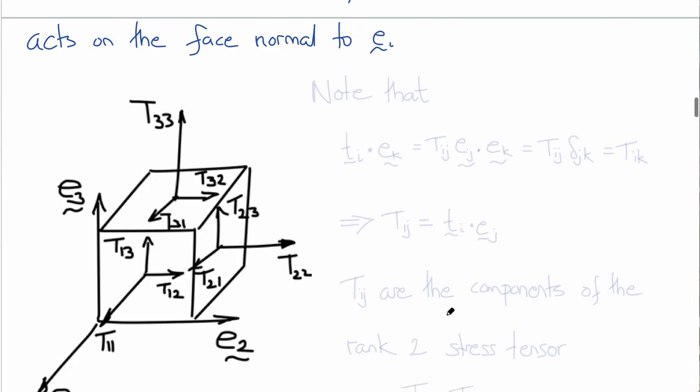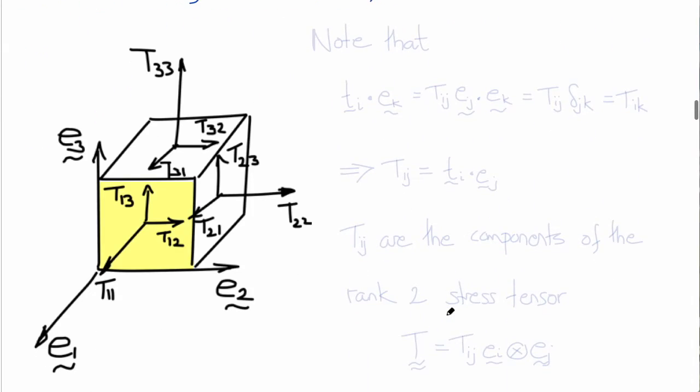Here are the three planes. This is the plane whose outward normal is e1. This is the plane whose outward normal is e2. And this is the plane whose outward normal is e3. Then there are traction vectors, T1, T2, and T3, acting on these three surfaces.